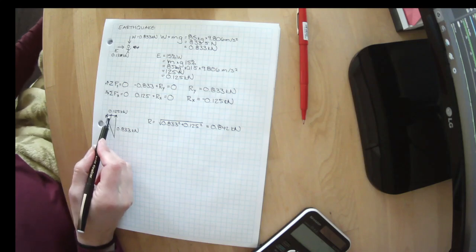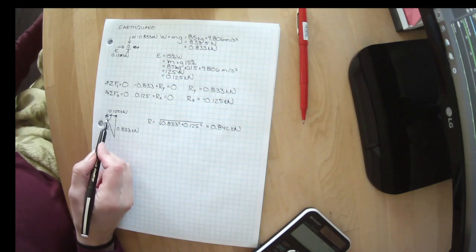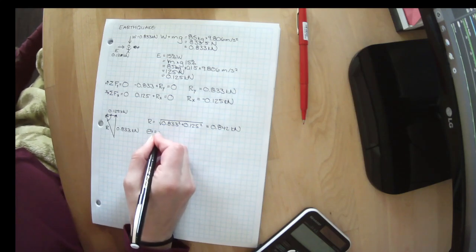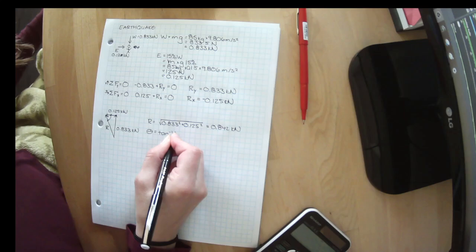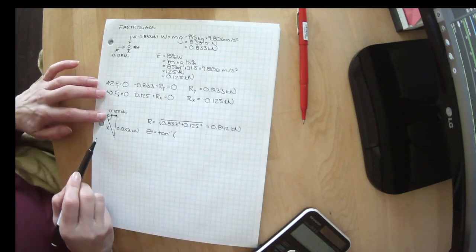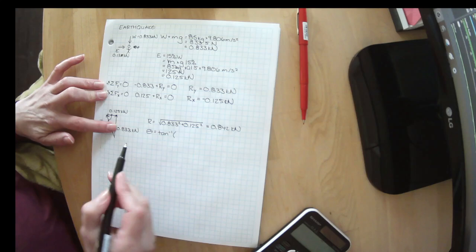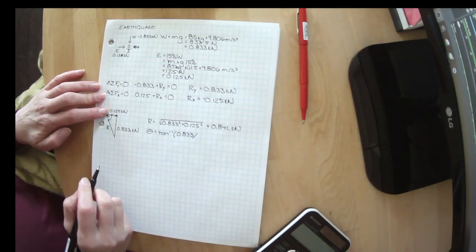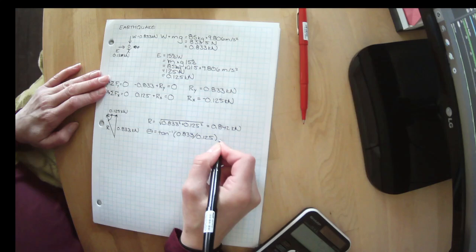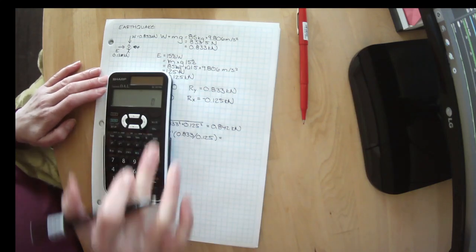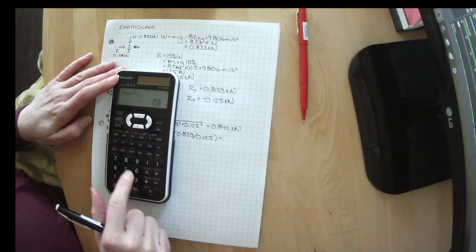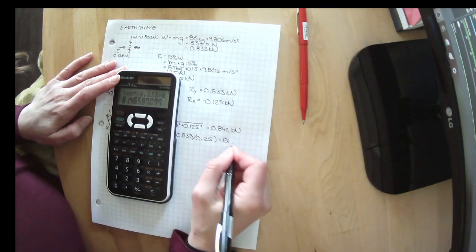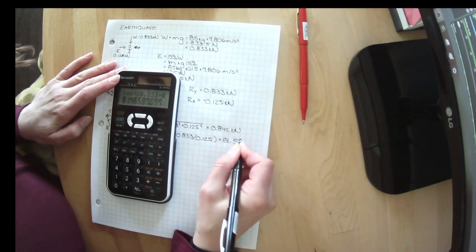And we need to know in what direction it's going, or the angle relative to the x-axis, which we know is going to be the inverse of the tangent of opposite over adjacent. Well, this is the angle we're worried about. Opposite is 0.833 divided by the adjacent side, which is 0.125. We have 0.833 divided by 0.125. We get 81.5 degrees.